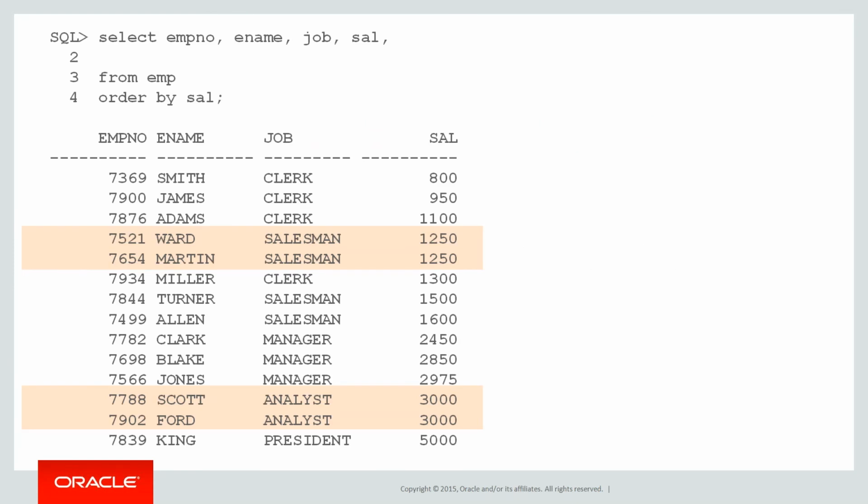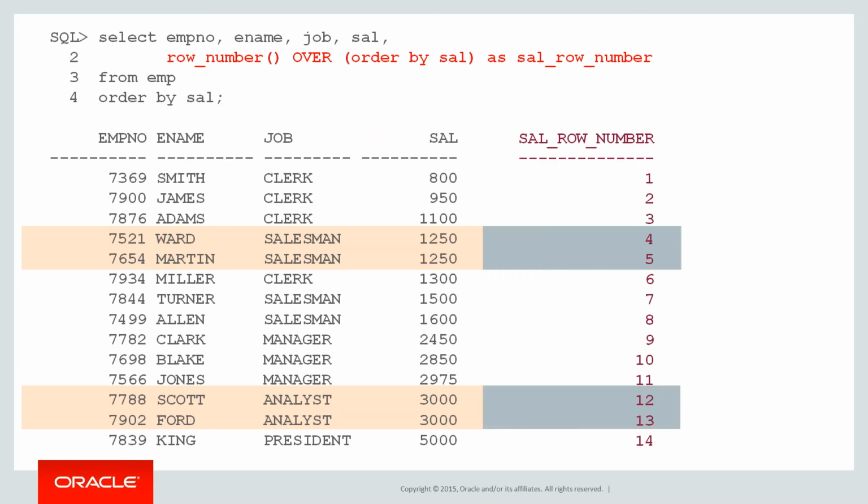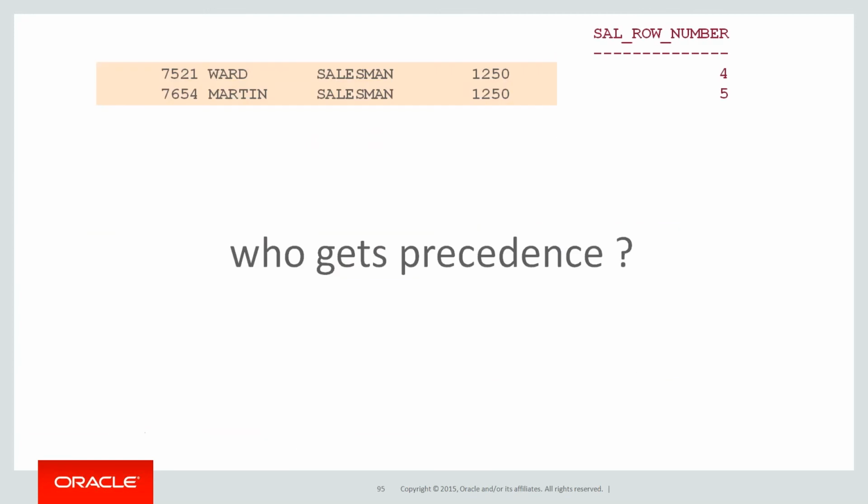I've put some data here where Ward and Martin have a salary of $1250 and Scott and Ford have a salary of $3,000. So if we're going to do ROW_NUMBER ORDER BY salary, I'm ranking by salary this time, not by hire date, you can see that with ROW_NUMBER, even though we have a tie at $1250 for the salary, we get 4 and 5, and 12 and 13. Now, the obvious question is, why did Ward get a salary row number of 4 and Martin get 5? You know, who gets precedence?